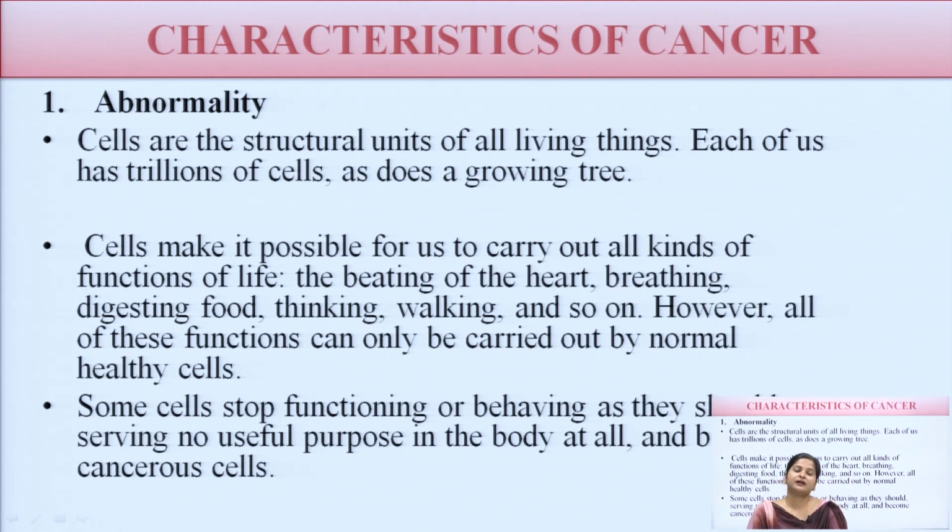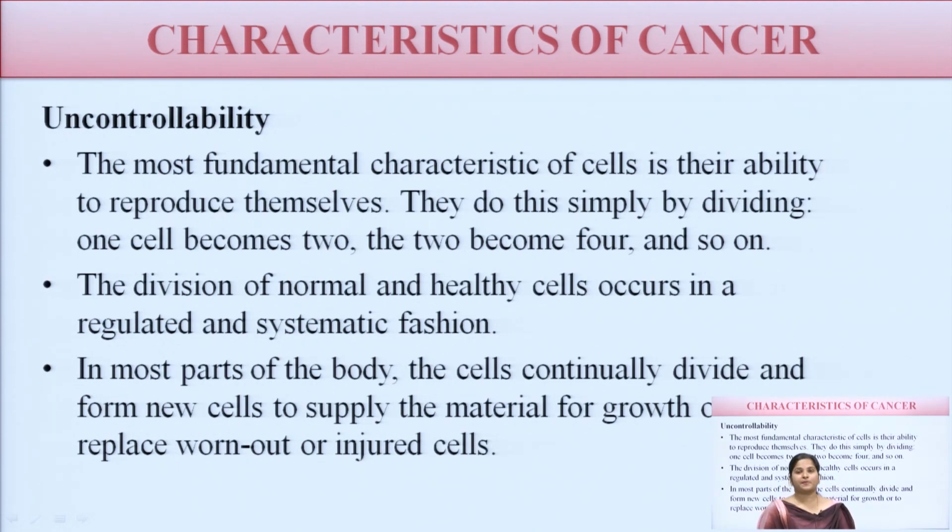The cells replicate in a particular area, but they have no function, they just replicate themselves, and then they form the cancer cells. This is a kind of abnormality.